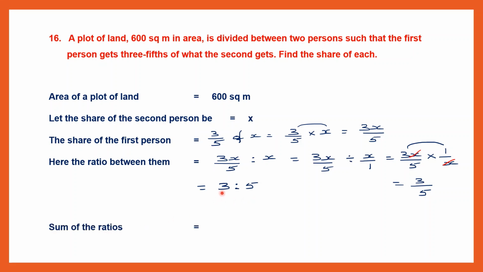Now we have to find the sum of the ratios. Whenever there is some division between two persons or three persons, remember to find the sum of the ratio and follow this particular method. So let's find the sum of the ratios. So add up 3 plus 5. 3 plus 5 is 8. So we've got 8 as the sum of the ratios. The ratio is 3:5 and the area of the plot is 600 square meter. With all these details, we can now find out the share of each.